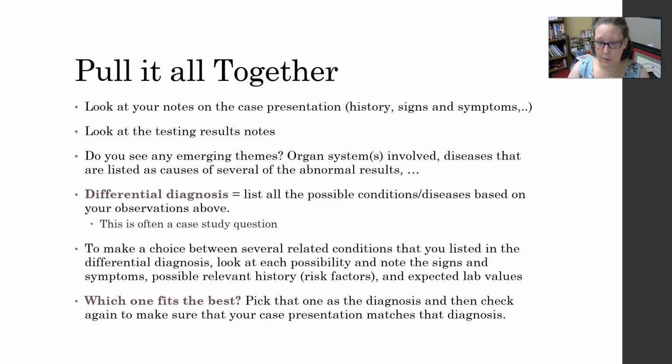Of course, then you have to make a choice between several related conditions or conditions that are similar. To do that, look at each possibility. Let's say you have three different possibilities in your differential diagnosis. Look at each one and see what the signs and symptoms, possible relevant history and expected lab results are for the first condition, then for the second condition, for the third condition, and then see which one fits your case presentation the closest, the best. At one point in time you have to decide, so just pick the one that fits the best, and then double check again. Make sure the typical case presentation and lab values for that diagnosis parallel your case, and see how they compare and if they're close.